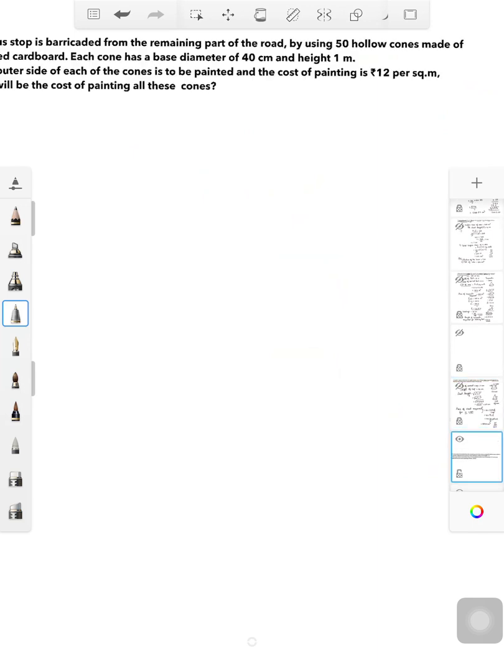And let me teach you the last question in this exercise, that is question number 8. It is given a bus stop is barricaded from the remaining part of the road by using 50 hollow cones made of recycled cardboard. Each cone has a base diameter of 40 centimeter and height 1 meter. If the outer side of each of the cones is to be painted and the cost of painting is rupees 12 per square meter, what will be the cost of painting all these cones?